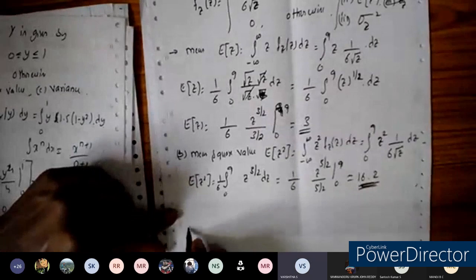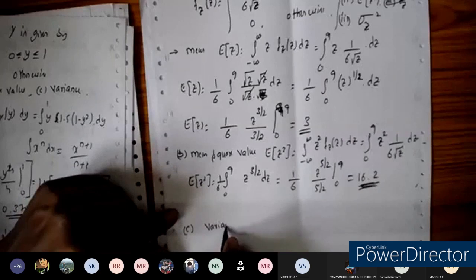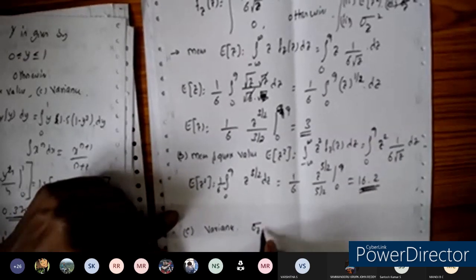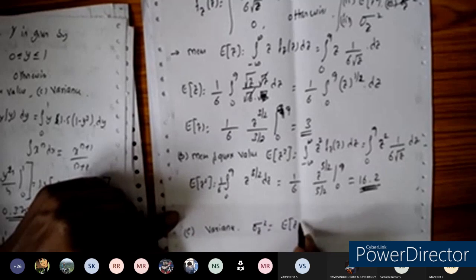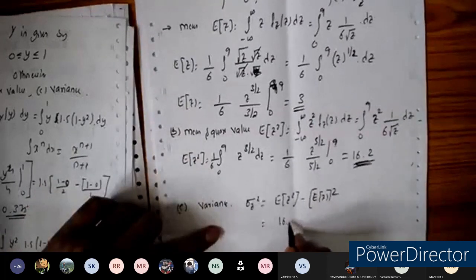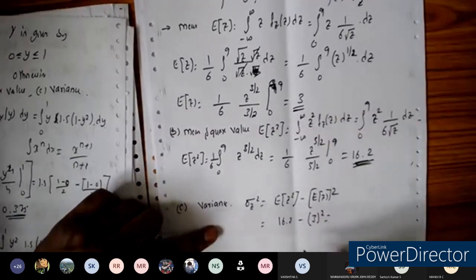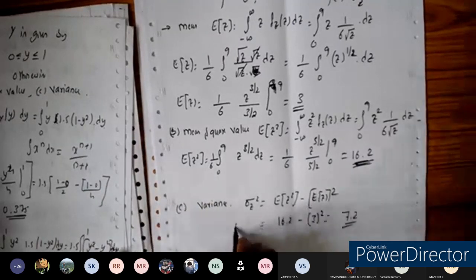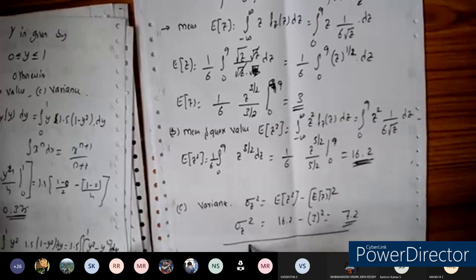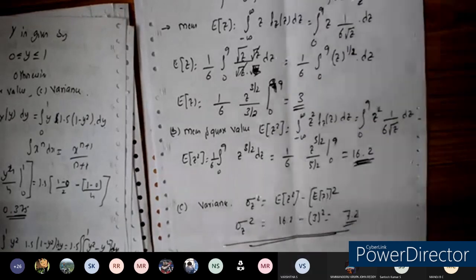So let us find the variance here. Variance is nothing but sigma z square. It is the expected value of z square minus the expected value of z, the whole square. So it is 16.2 minus 3 square, and 3 square is nothing but 9. So 16.2 minus 9 becomes 7.2. So 7.2 is the variance. Done, everyone? Got the answer? Yes. Yeah, very good.